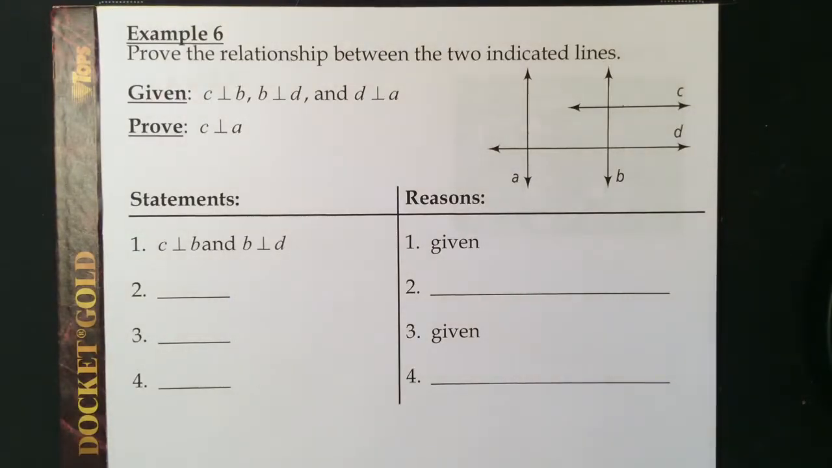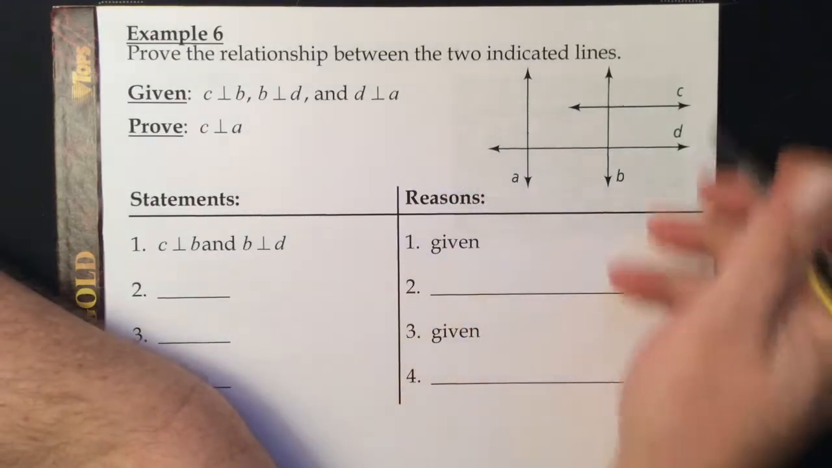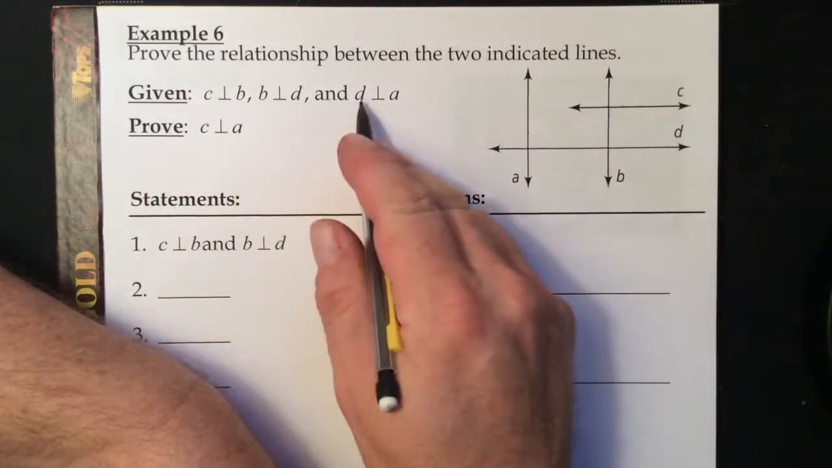Example 6. In example 6, you'll prove a geometric statement that involves a combination of parallel and perpendicular lines. So this is kind of the same sort of proof that we just had in example 5, so that's a little bit different. Prove the relationship between the two indicated lines. Here we have our diagram with about 4 different lines in it. We're given quite a bit of information here.